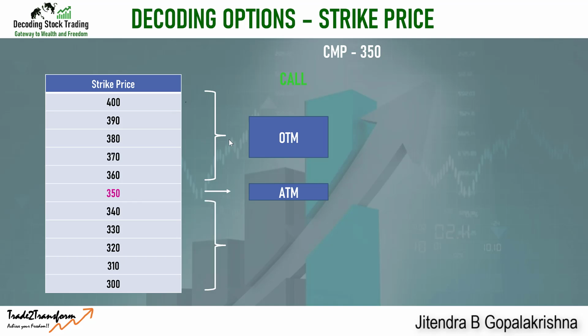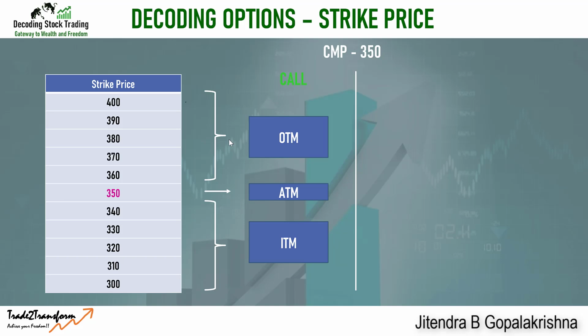And then any price below that, from 340 and below, is called as in the money, ITM, in the money. Why? Because the price has risen from that level and it has realized all of that, and it is much more than that. That's why it's called as in the money.